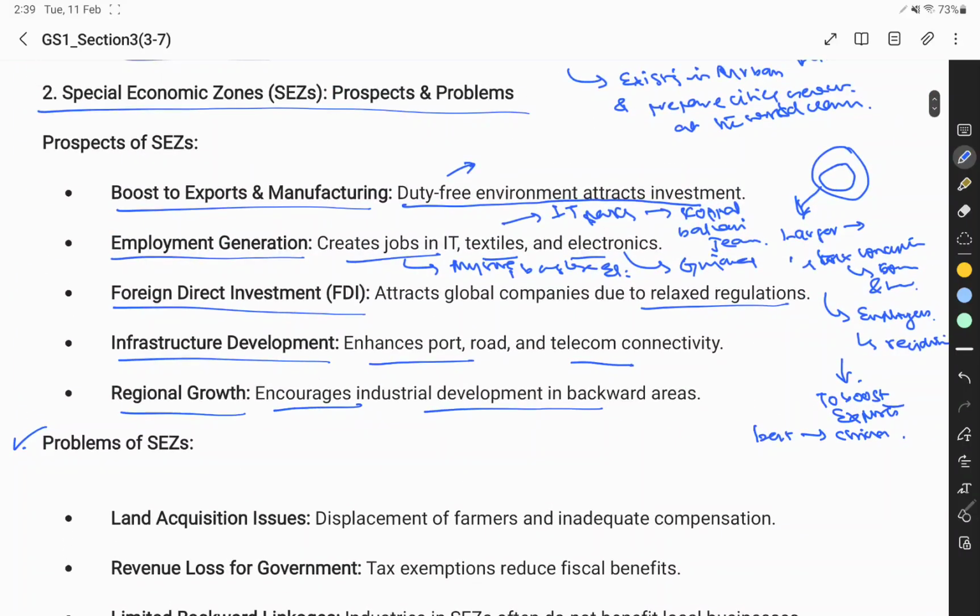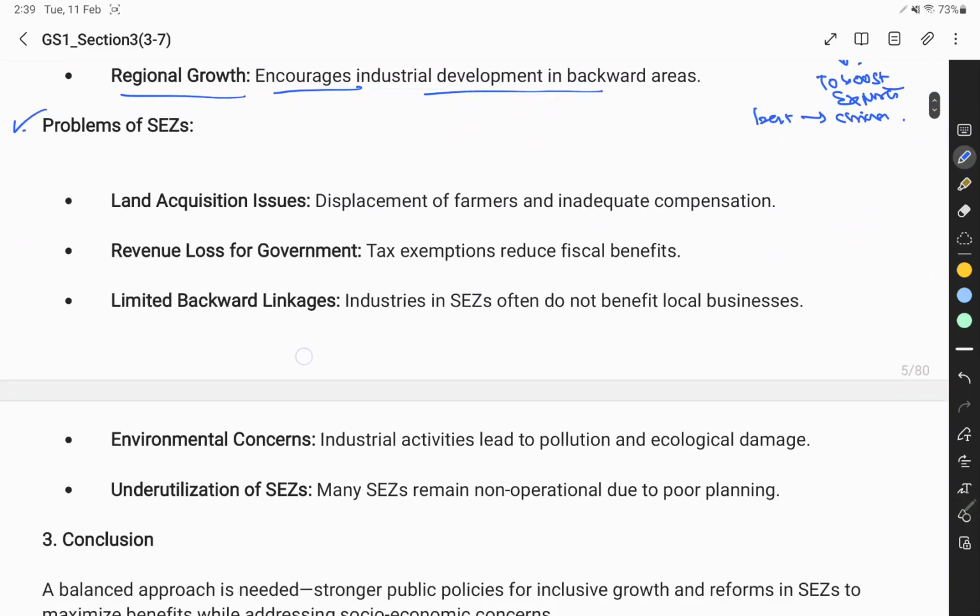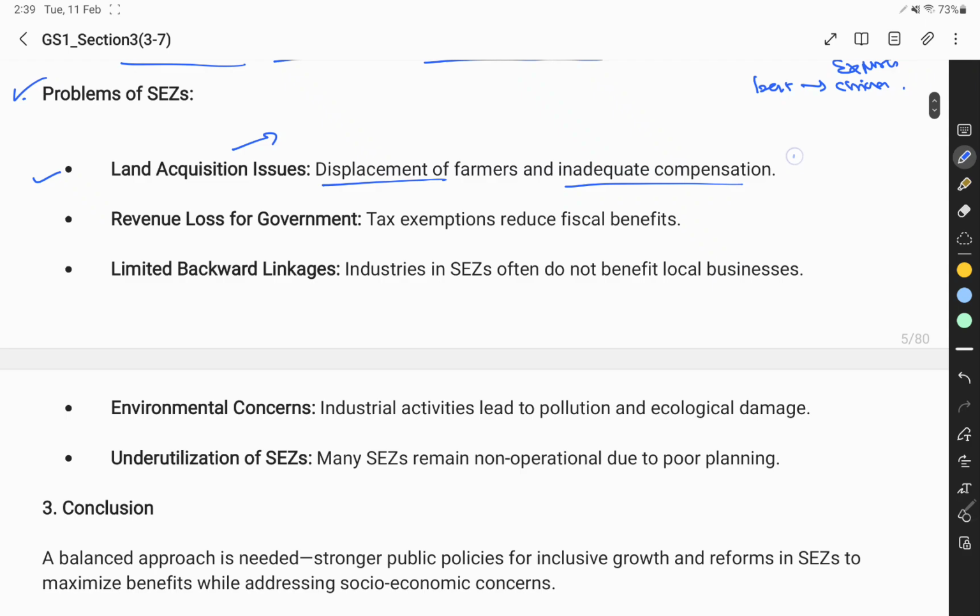If it is so good, then why don't we have these SEZs everywhere? Because there are some problems. Land acquisition is the biggest issue: displacement of farmers and inadequate compensation. This is one of the biggest issues which the three farm laws tried to address, but obviously the same problem came again. The farmers didn't want it, they protested day and night.